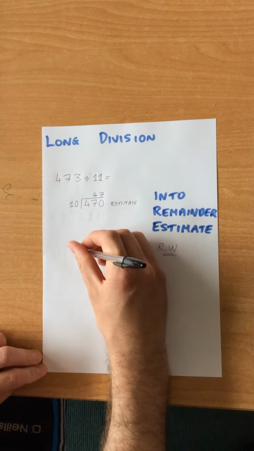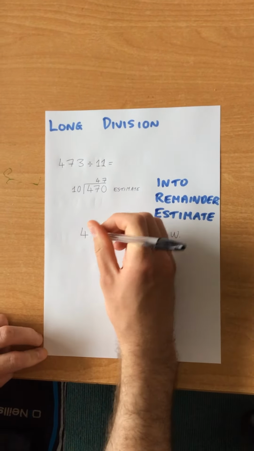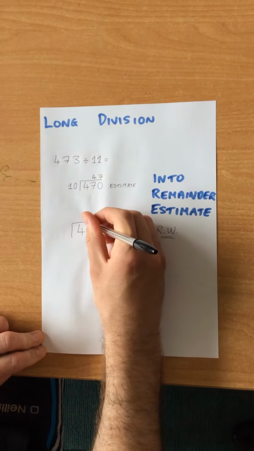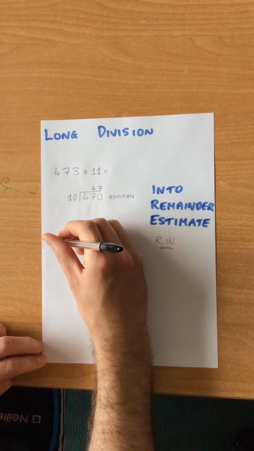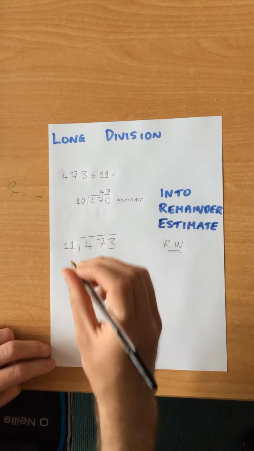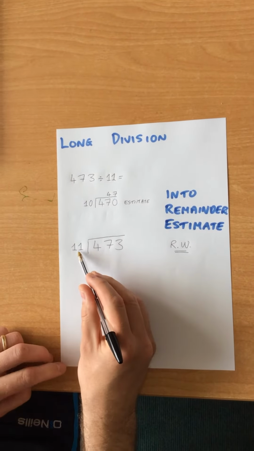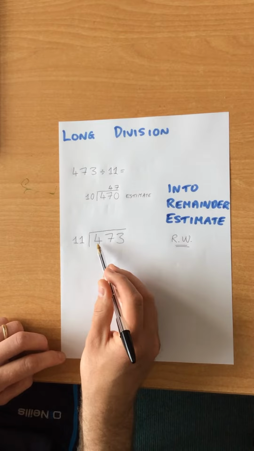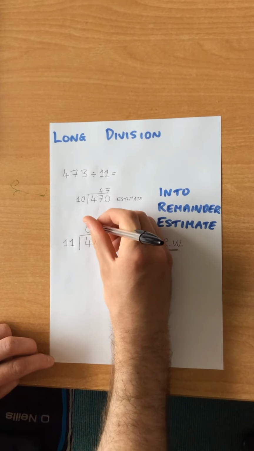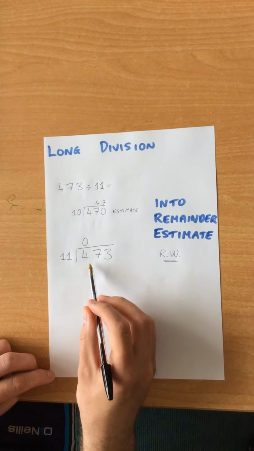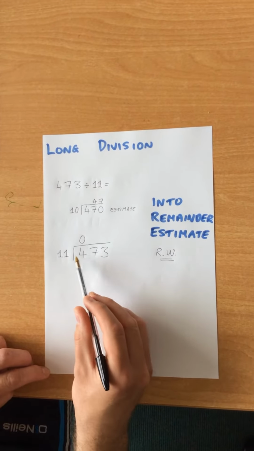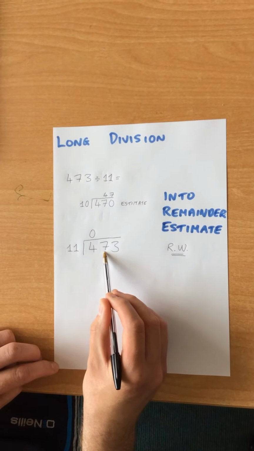So I'm going to write out the sum, 473. I'll put a kind of a box around it like that. And out here I'll put my number 11. So again, the language is into and remainder. So 11 into 4 won't go, so I'll put a 0. I'm now going to look at the larger number, so 11 into 47.